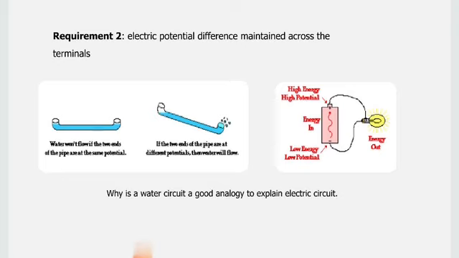Now let's talk about the second requirement. The second requirement is there should be a maintained electric potential difference. Electric potential difference means that there should be a high potential and a low potential point. In a battery, that's the positive and the negative terminal respectively. Now let's use an analogy actually. If you have a pipe like this, and these are the ends, think of these as the terminals. You can see that both of them are at the same height.